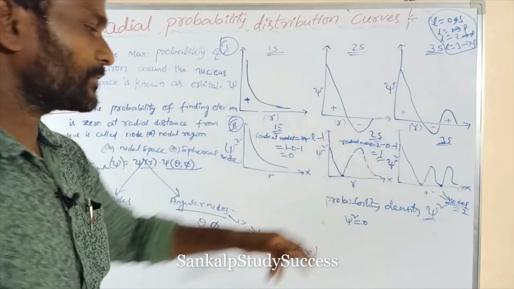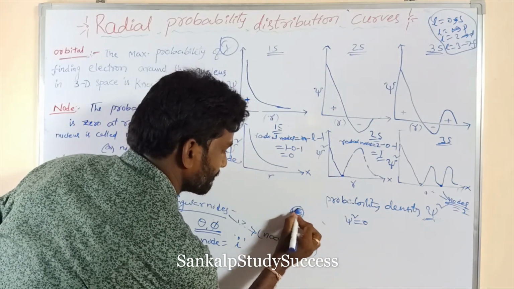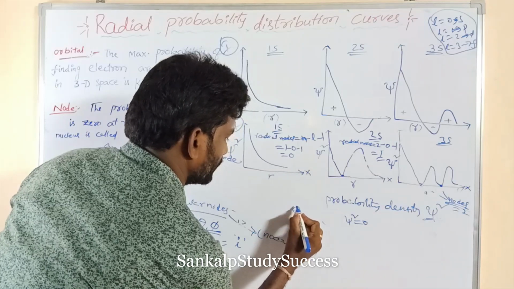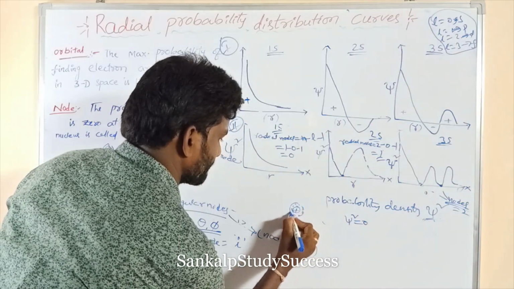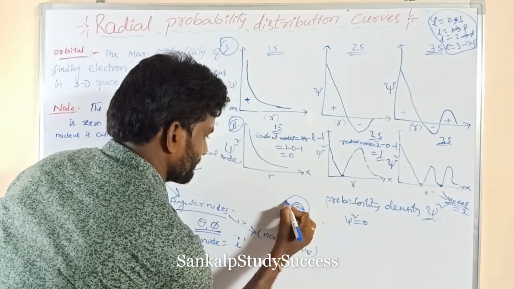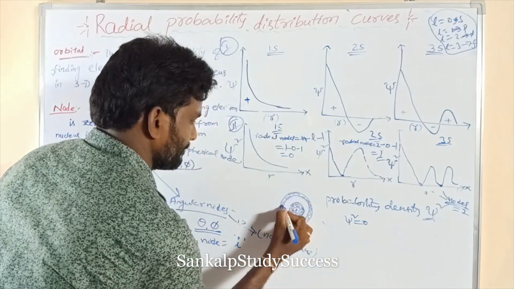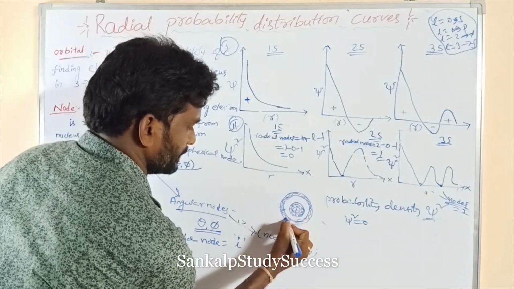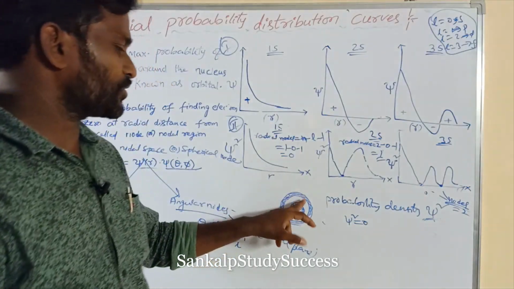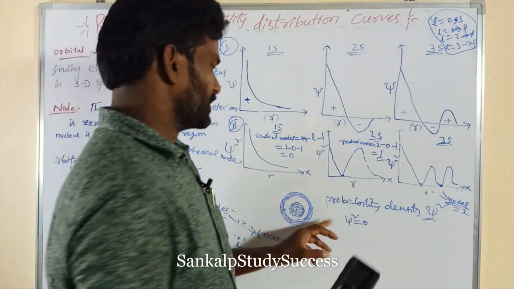So this is the node. That means for 2s orbital, this is the diagram. This is the nucleus. This is the empty space, where the probability of finding an electron is 0. That space is said to be nodal space. So one nodal space or one spherical node per 2s orbital.